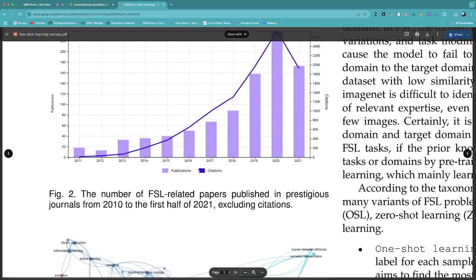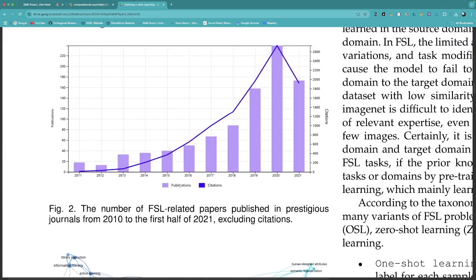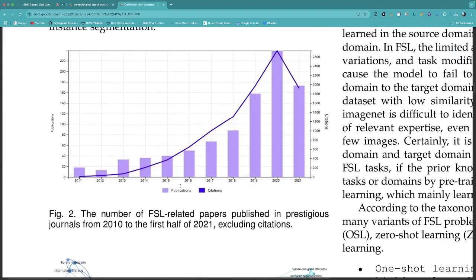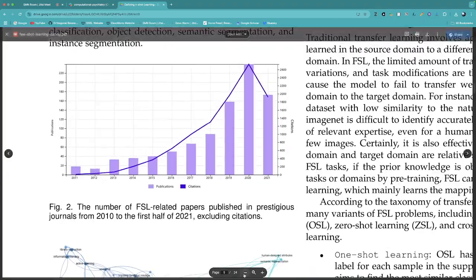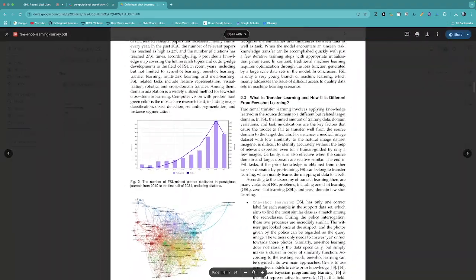And then the number of FSL-related papers published in prestigious journals from 2010 to the first half of 2021. So this looks like it's becoming a hot topic with, I guess, probably hundreds of publications at this point. In 2011, there were less than 20. So it gives an idea of what people are thinking about in the field.